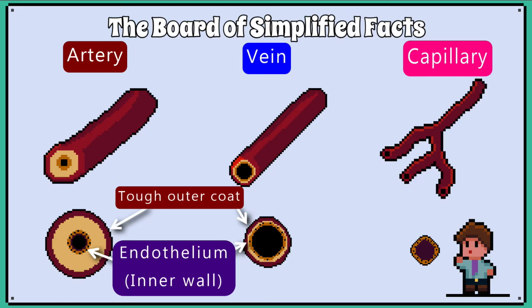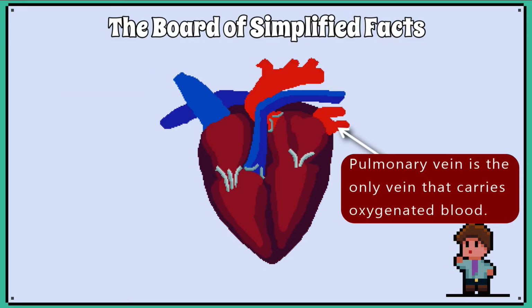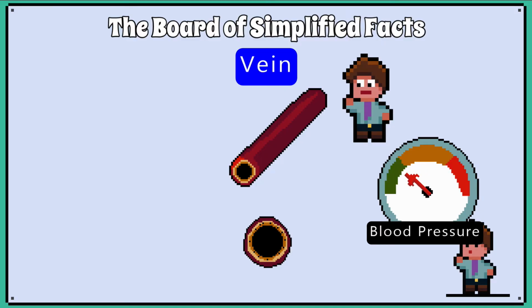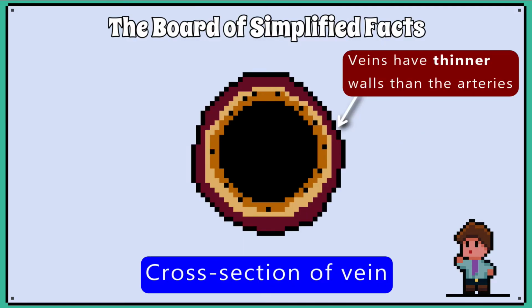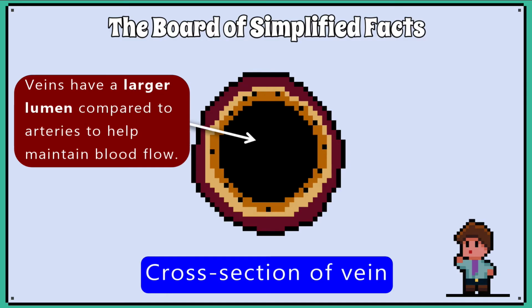Veins share many of the same features as the artery, but with some key differences. They carry blood back to the heart, and except for the pulmonary vein, it is always deoxygenated. In general, veins contain blood that is at a lower pressure, and their structure reflects that. The wall thickness is thinner because the pressure is lower. The muscle layer is thinner compared to arteries, and the lumen is generally larger than what you see in arteries to help keep the blood flowing.